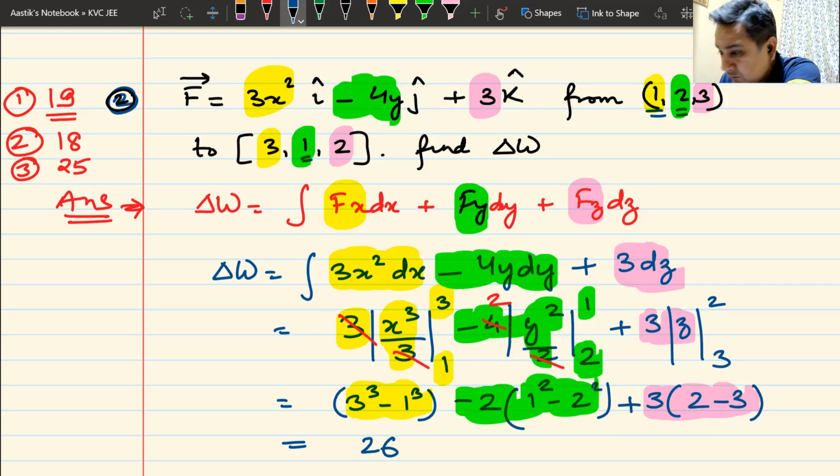Excuse me, sir. Yes? Excuse me, sir. Yes, beta? Sir, can you please repeat the last second step, sir? Yeah, that is the integral, beta. Integral of x square. X square is x cubed by 3. And this 3 comes out of the integral.